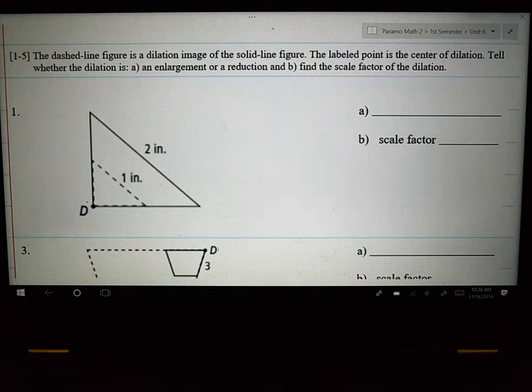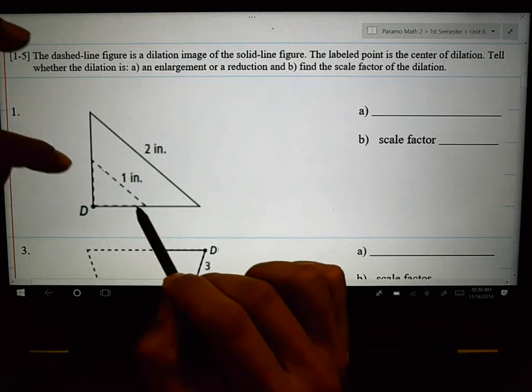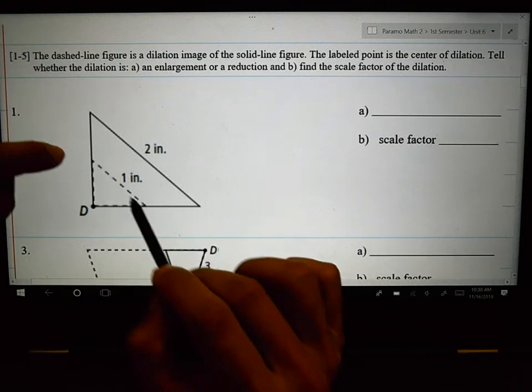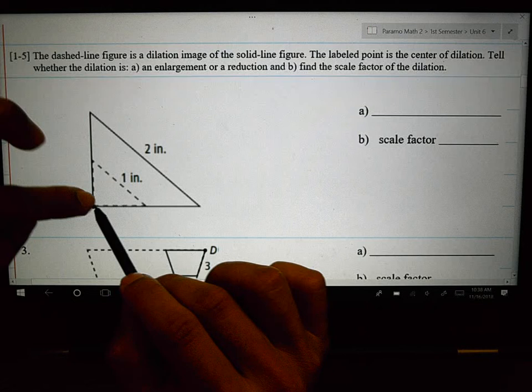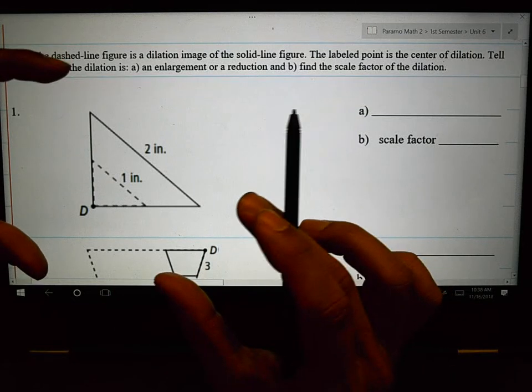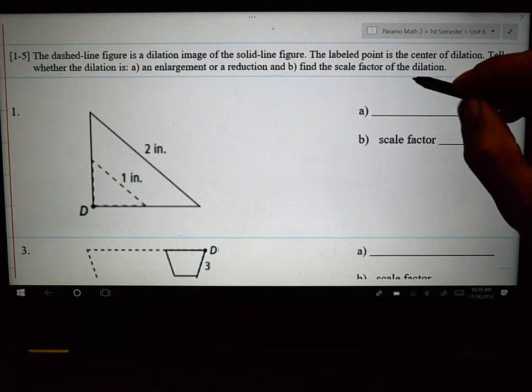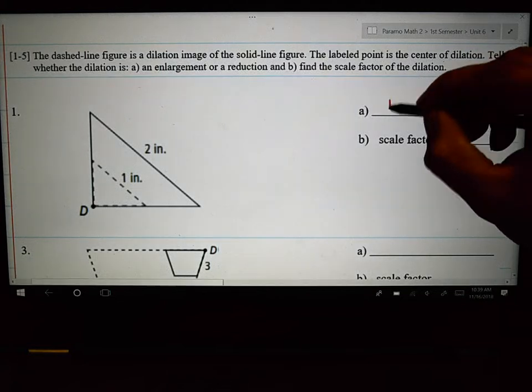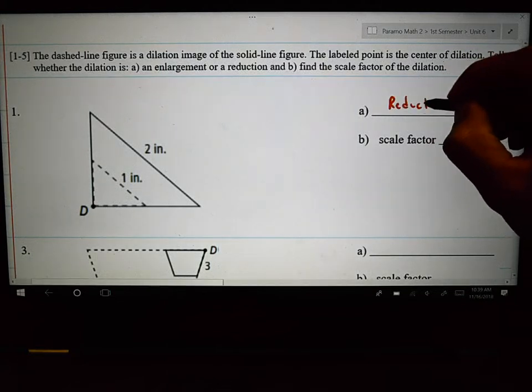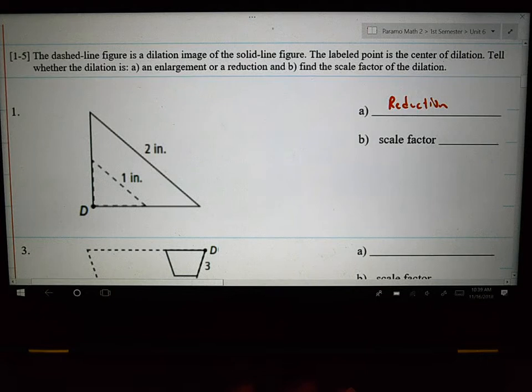There are a lot of incorrect people. I heard a lot of wrong answers. This is after. This is before. It went from bigger to something smaller. This is a reduction because it got smaller.